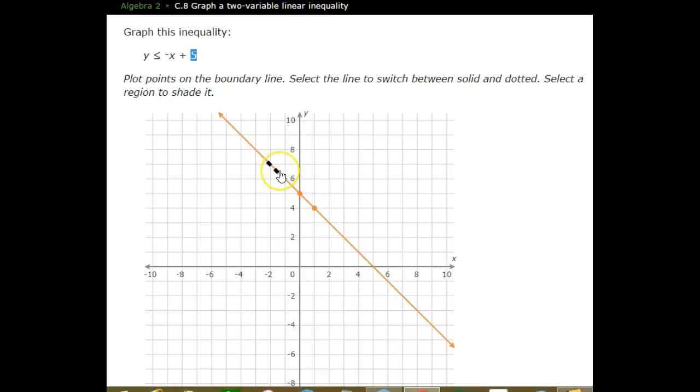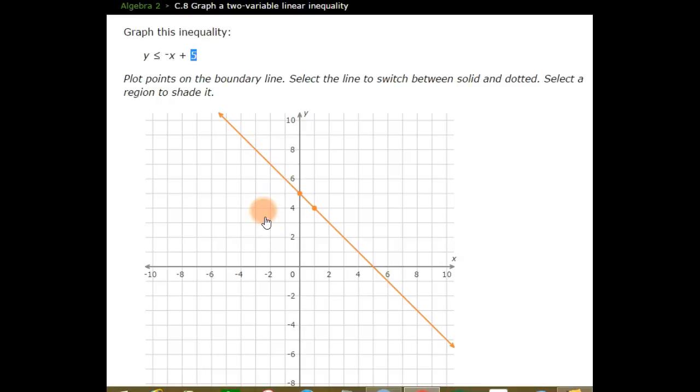And then I'm going to say, okay, do I want to make this line dotted or do I want to make it solid? Well, in this case, it says less than or equal to, so I want it to be solid. If it's solid, that means it's also equal to. Now I've already done the line. Now I'm going to figure out, do I shade this bottom part or do I shade the top part? Since it's y is less than or equal to this quantity here, I'm going to shade below the line.